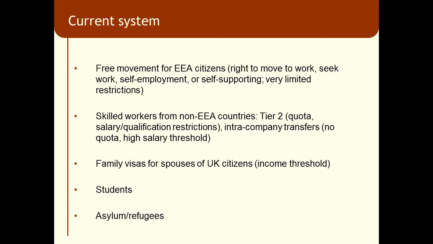By contrast, for people coming here for work purposes from outside the EEA, there are some pretty tightly regulated restrictions. The main route is something called the Tier 2 route. For skilled workers, there is a quota and there are salary and qualification restrictions. There is also a small list of shortage occupations. Separately, but also within Tier 2, there are inter-company transfers, for which there are no quota and which are a lot easier to get, but for which there is a very high salary threshold. There are also provisions for people coming from outside the EU under other routes.